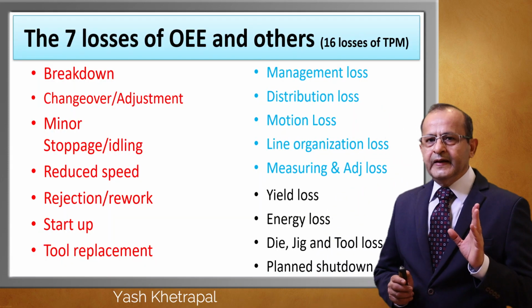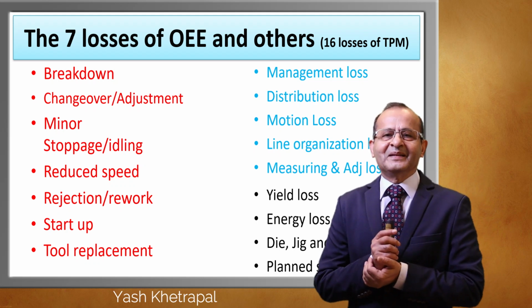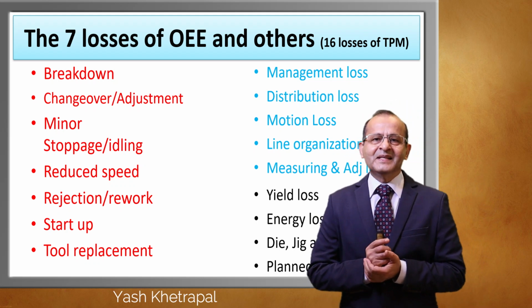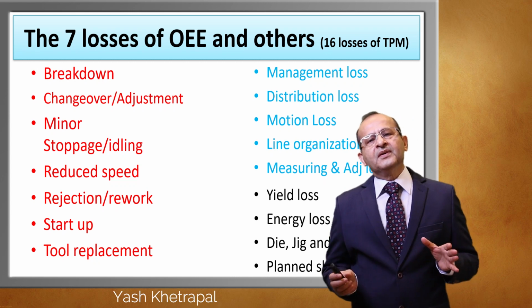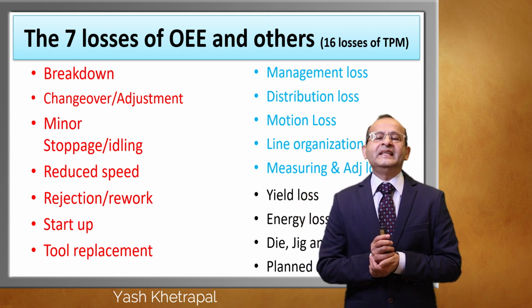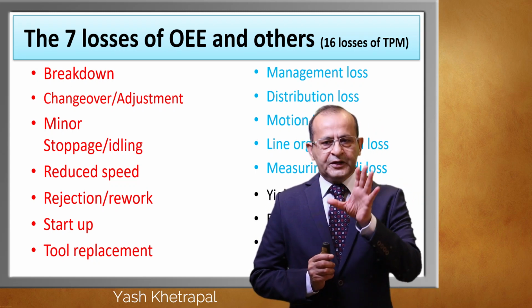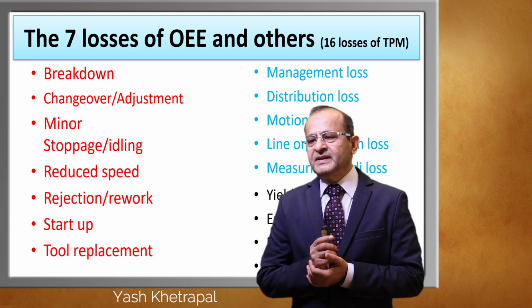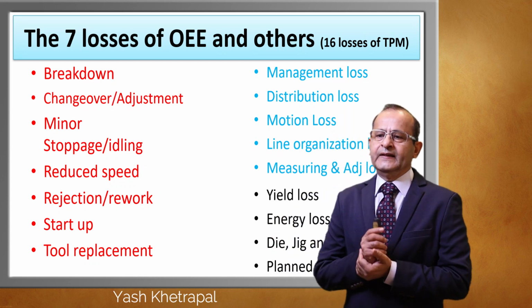Now let's come to the losses related to the equipment. There are 7 types of losses related to machine, related to equipment, and there are 9 more. All these have been classified into different categories, which I'll be explaining one by one. Put together, these are called the 16 losses of TPM, right? First, there are equipment losses, then management losses, then yield losses. Now, let me explain one by one.